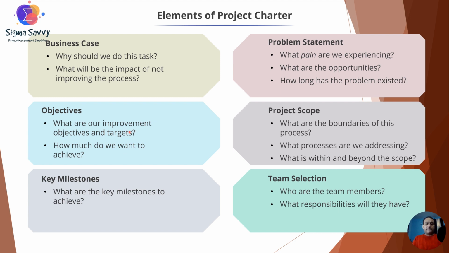To write the project objectives, you need to consider the following points. What are our improvement objectives and targets? This is where you describe specific and quantifiable results that you want to achieve by solving the problem. You should use SMART criteria, that is specific, measurable, achievable, relevant and time bound to define your objectives. For example, reduce the order processing time by 50% within the 6 months. How much do you want to achieve?